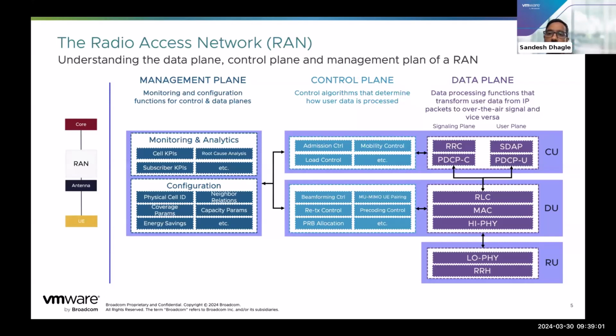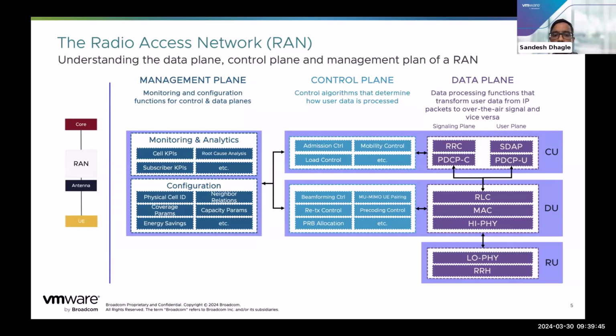And then there is the data plane, which is basically the data processing functions that transform the user data from IP packets to the Uu interface, the air interface components, right? So when we look from the software perspective, the CU and the DU have both the control plane and the data plane functions, and the management plane is something that is a bit separate in the SMO or ENM component, as it was previously called.